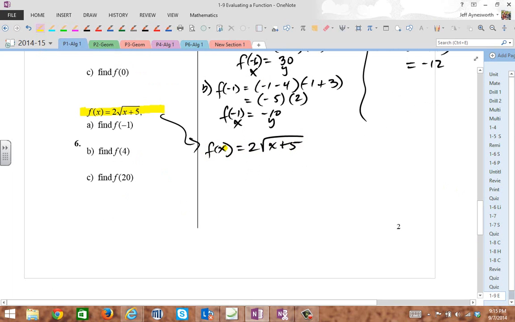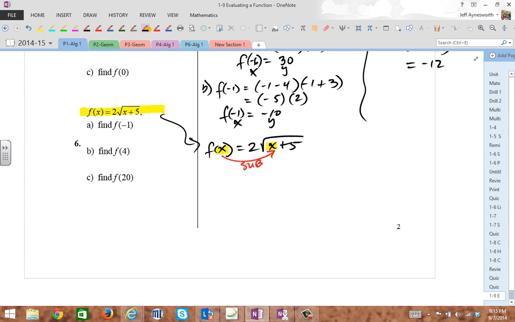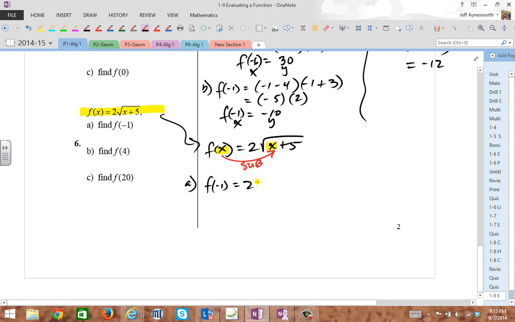What I need to do is take whatever x is and substitute it into the function. And once again, this is a video, so I'm just going to remind you until you get the hang of this: you can pause it anytime you want. If I'm going too fast, then slow me down. All right, let's do part A. Let's find f of -1. Let's take 2 times the square root of -1 plus 5.